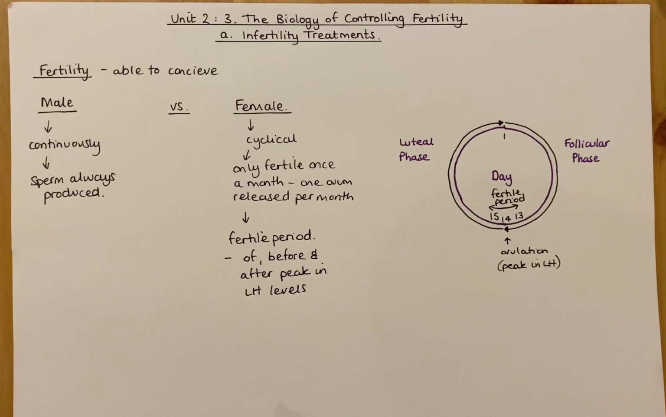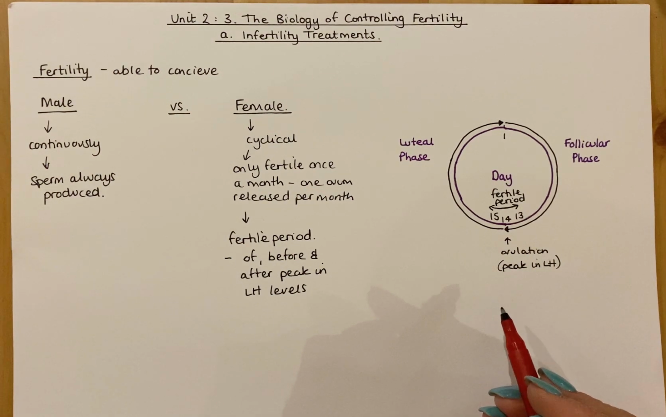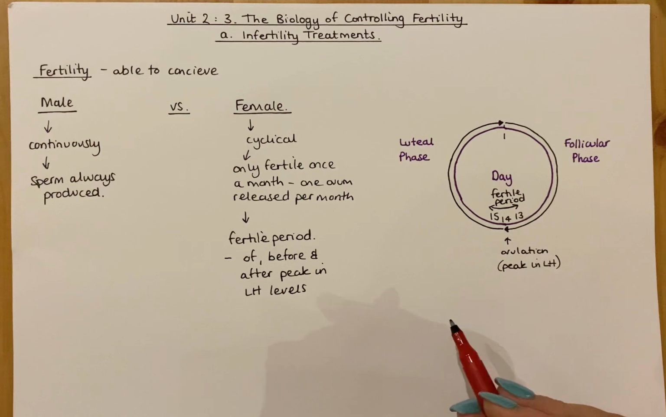Remember that this can be different in different females. If they ovulate on day 17, for example, because their peak in LH is that day, then the fertile period would be the 17th day of the cycle, and then the 16th and the 18th.